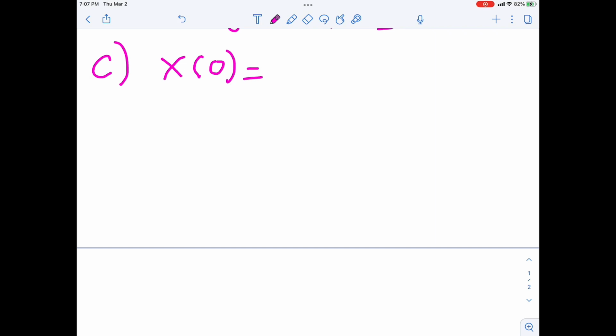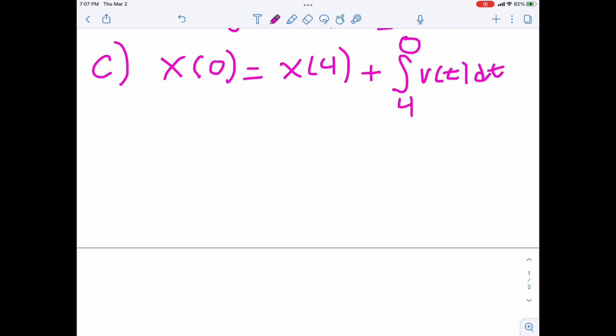time value they gave us where they told us the position of the particle was x of 4, which they told us equals 2. But obviously we want this at time equals 0. But what you'll probably remember is this is from the fundamental theorem of calculus. So if we have x of 4, we need to add what we accumulated from 4 to 0 of our velocity, which if you do the integral of velocity, you'll get position.